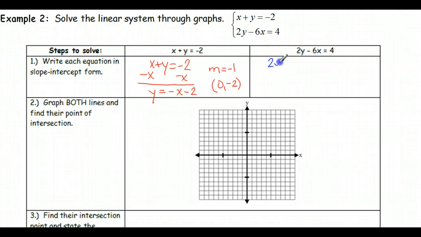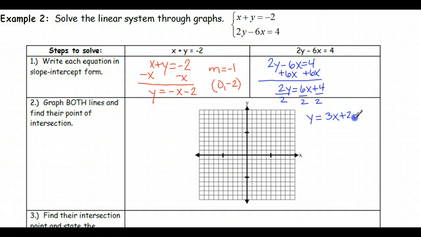We've got 2y minus 6x equals 4. Getting y by itself, we need to add 6x to both sides. And we're left with 2y equals, put the positive 6x first, and then a positive 4, so we put plus 4 next. Last thing we need to do is divide everything on both sides by 2. And that would leave us with y equals 3x plus 2. Our slope is 3, and our y-intercept is 2.